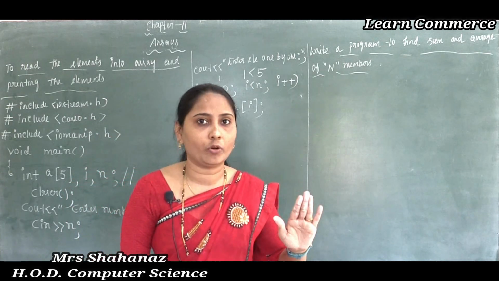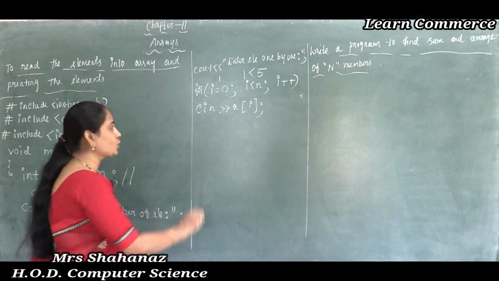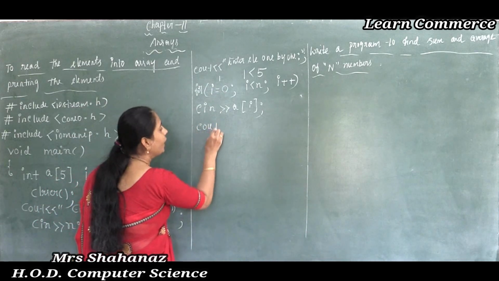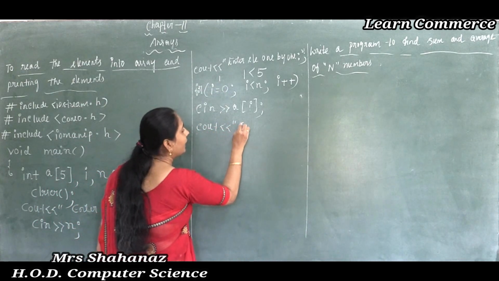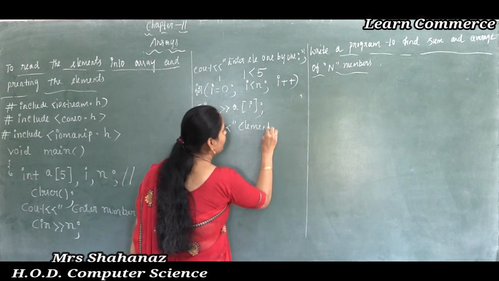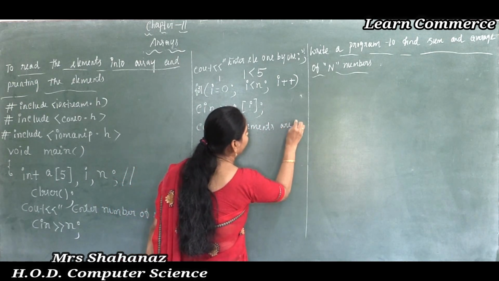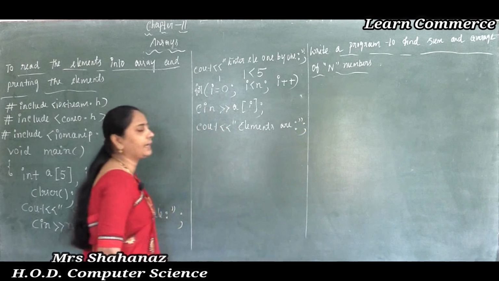Now after that, what are the elements I inputted, I want to display those values on the screen here. That means sure we need to write the coding. So cout, "elements are", or printing elements, or any type of message, if you want you can write it, okay.